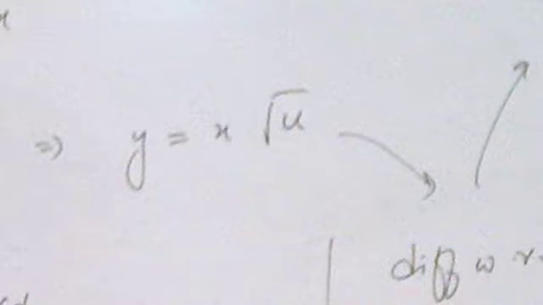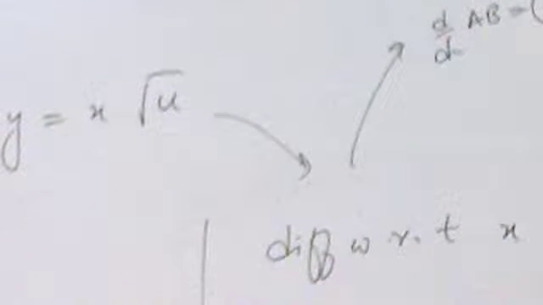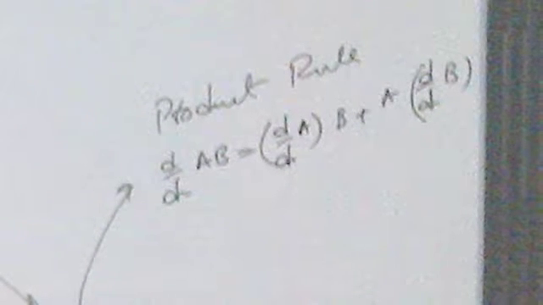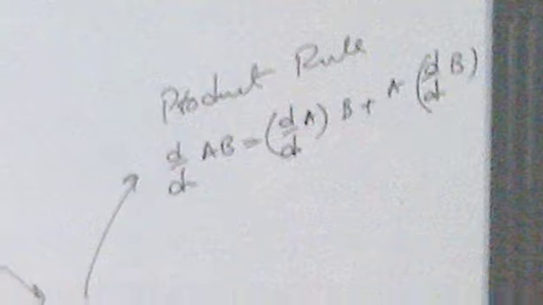y equals x square root u. We have three variables y, x and u. We now differentiate with respect to x. Here there are two variables on the right hand side, x and u, so we apply the product rule. Now this is the product rule: if we have two values a and b, we differentiate them, and it becomes d over dx of a times b plus a times the derivative of b. First we take the derivative of the first function and next the derivative of the second function, and between them there is a plus sign.